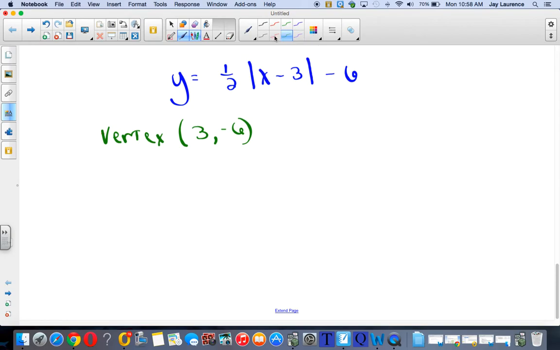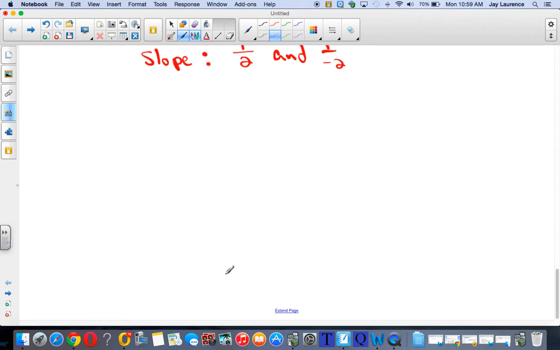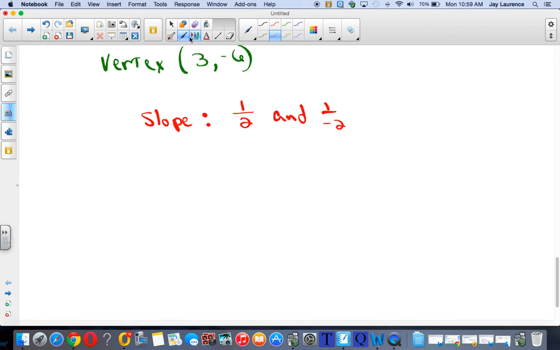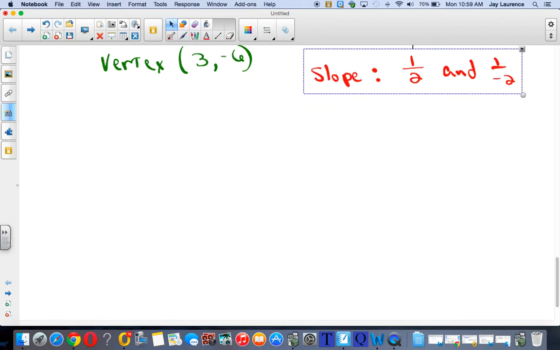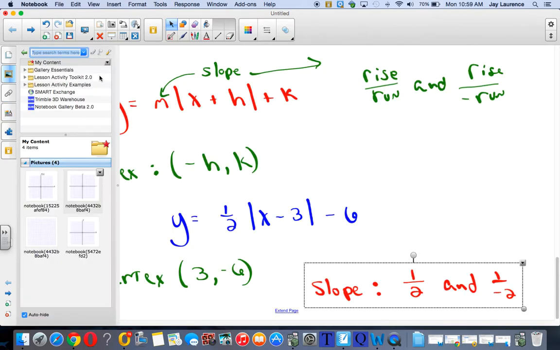Okay, now the slope, there's going to be 2. It's going to be 2 slopes. It's going to be 1 over 2 and 1 over negative 2. I wonder if I can make this graph and then compare it on the graphing calculator. See if I get the same thing. So let me get a sheet of graph paper out here.